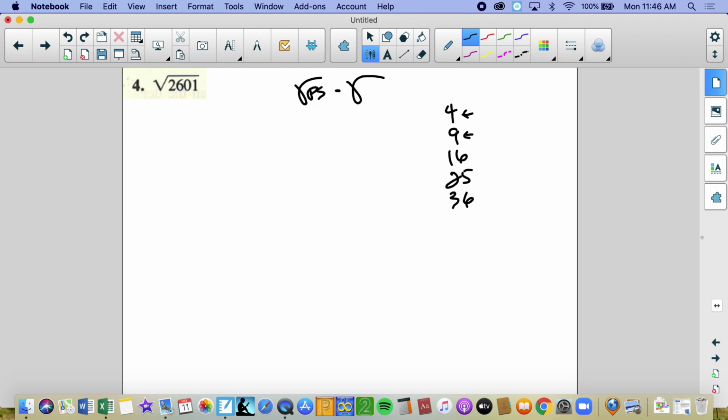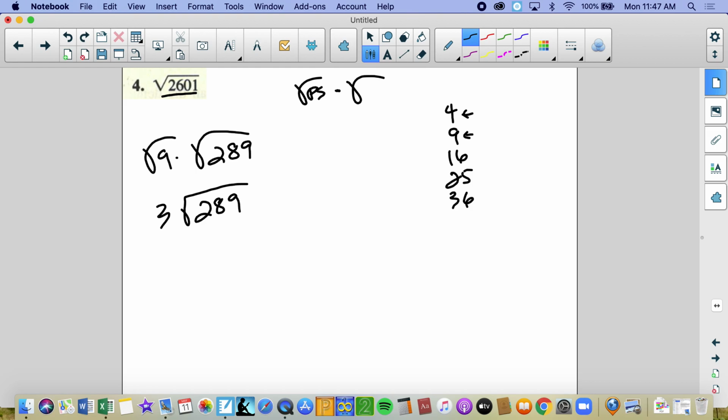So 9, does 9 go into 2601? Well, what's the divisibility rule for 9? Add up the digits, and is that sum divisible by 9? So 2 plus 6 is 8, plus 1 is 9. So I know that 9 goes into 2601. Oh, that didn't work. 2601 divided by 9 gives me 289. So square root of 9 is 3.